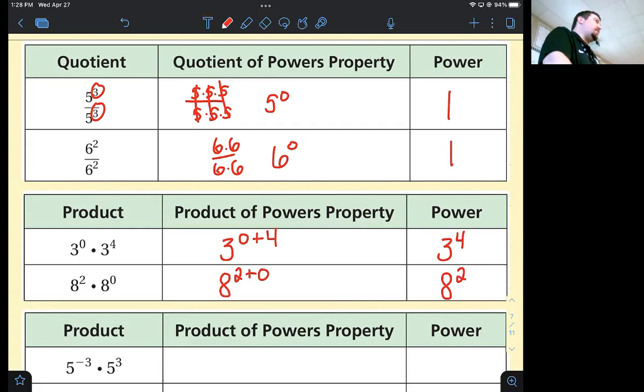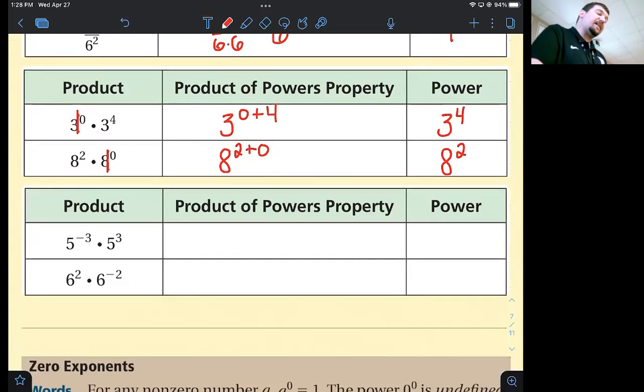And that's exactly what you'd expect to happen if something to the 0 power is 1, right? If any number except 0 to the 0 power is 1, then if I say 8 squared times 1, I'd still have 8 squared. Or if I said 3 to the 4th times 1, I'd still have 3 to the 4th.